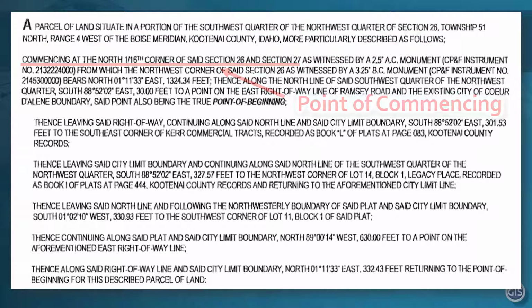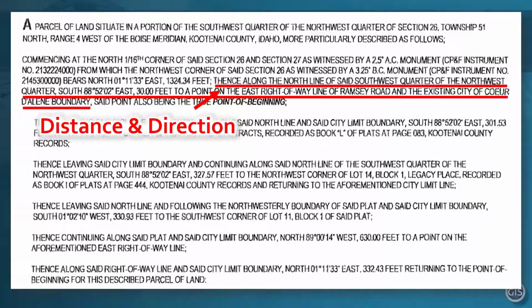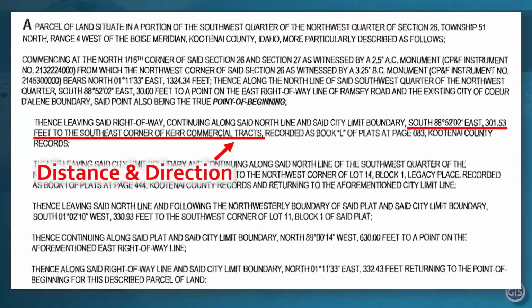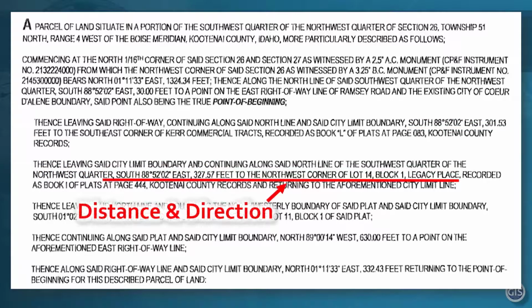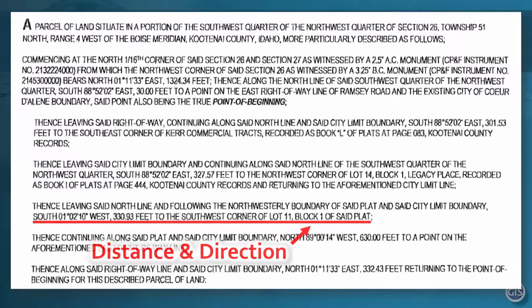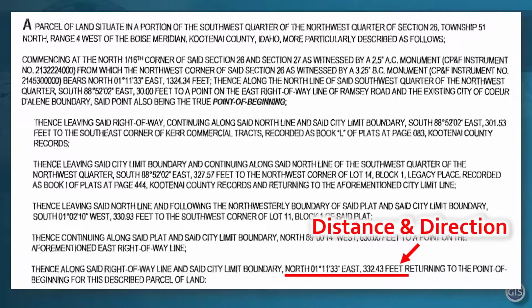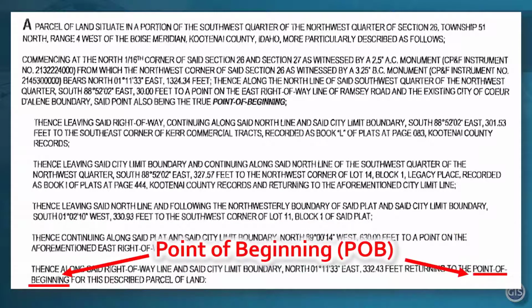Following the reference to the PLSS is the point of commencing. This is where the distances and directions move from a known corner of the PLSS to the property in question. Once you have reached the property in question, you are given the point of beginning, or true point of beginning. Following the true point of beginning will be several distances and directions. These will travel around the perimeter of a district's boundary change. Once the distances and directions have returned to the true point of beginning, the legal description is complete.